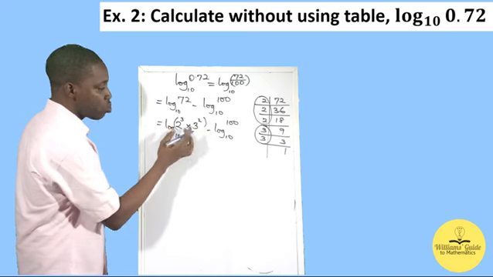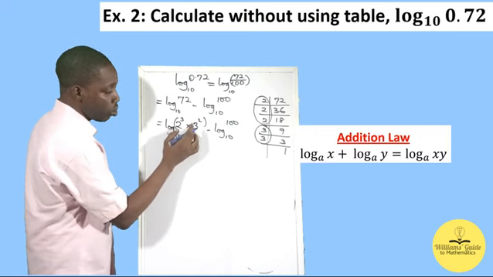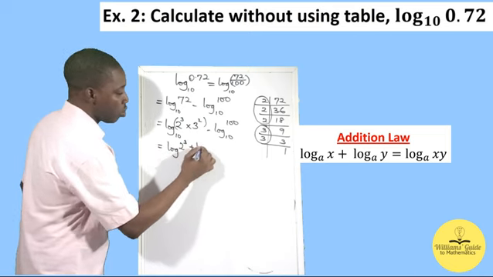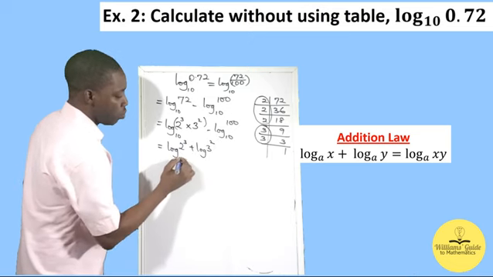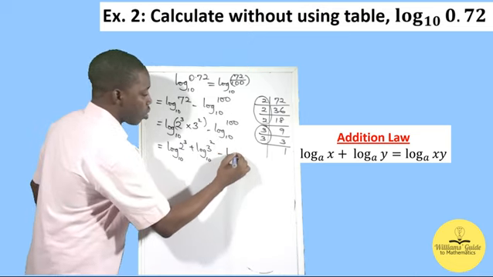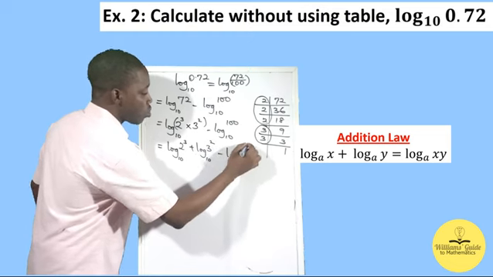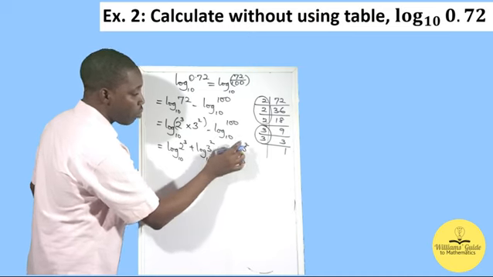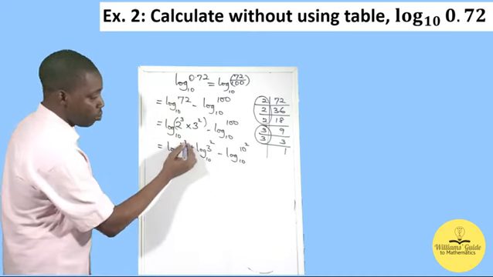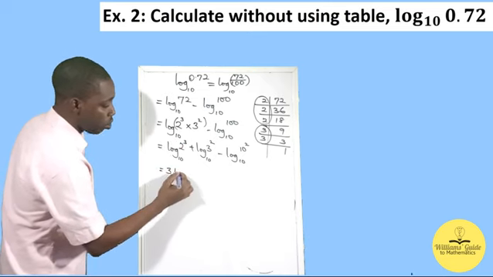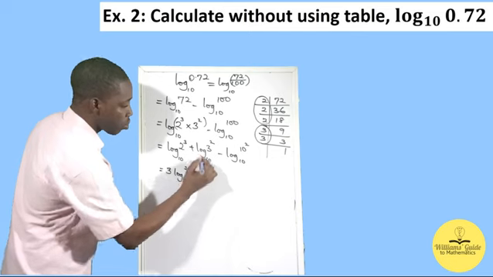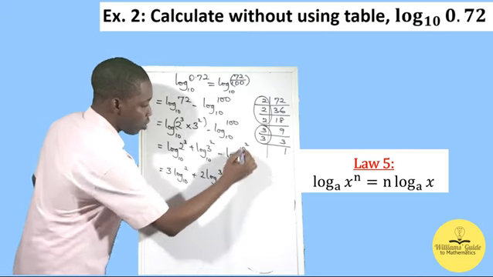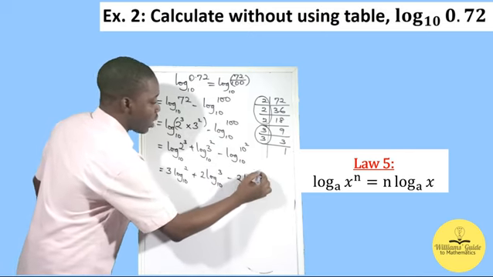Now, separating these two using the law of addition, the third law, I will have log 2 raised to the power 3 plus log 3 raised to the power 2 both in base 10 minus log 100, which is 10 raised to the power 2, in base 10. I'm doing that because I want the base and the number to have a common number so that this 3 will come to the back. We have 3 log 2 to base 10 plus the 2 also coming to the back, log 3 to base 10 minus the 2 log 10 to base 10.